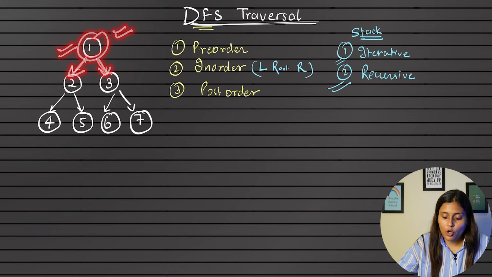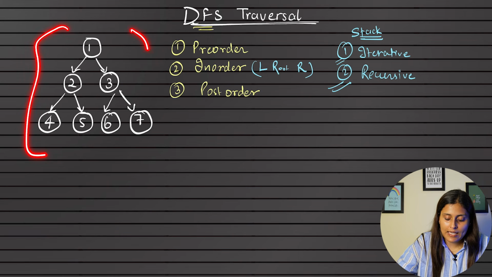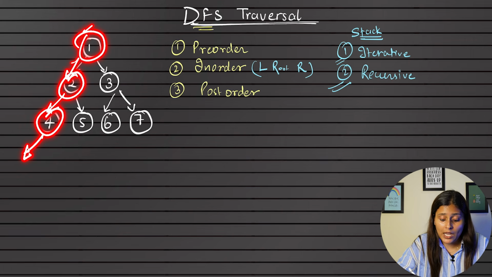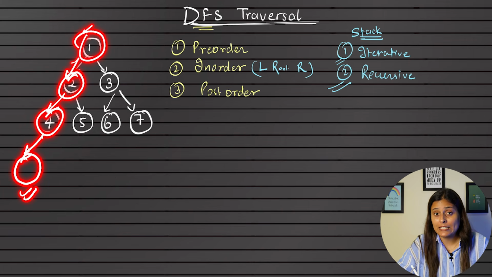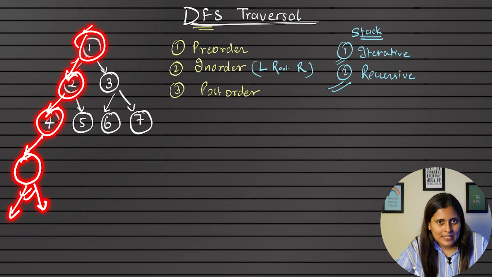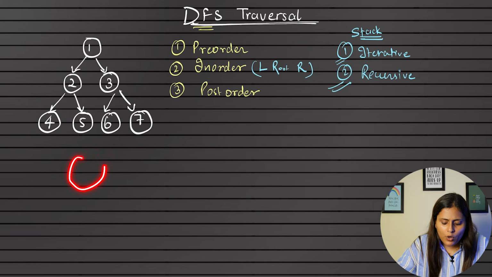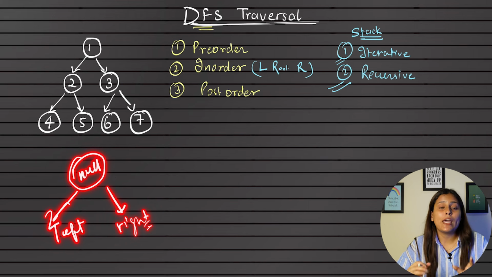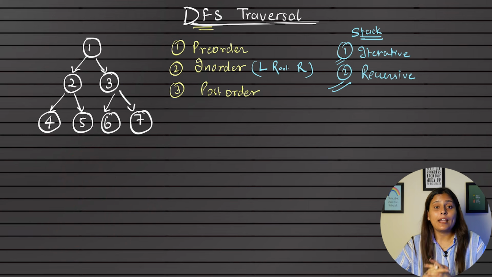So we can see our tree. From here we'll go to the left child, from here we'll go to the left child, from here also we'll go to the left child. But what if the left child does not exist? Then does going towards its left and right child make sense? What if the node does not exist? Can I say null has its left child or its right child? No, we cannot.